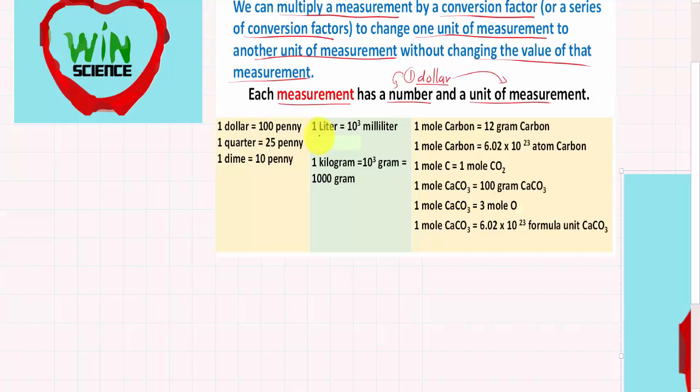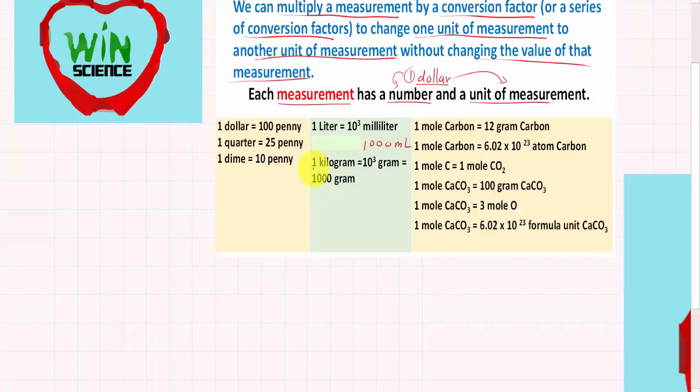Then over here we have 1 liter equal to 10 to the third milliliter. Now what is 10 to the third? 10 to the third is basically just 1,000. So we can have 1,000 milliliter equal to 1 liter. So the number itself can be represented in different formats. It doesn't really matter. A number is still a number. It doesn't matter how it looks. The value is still the same.